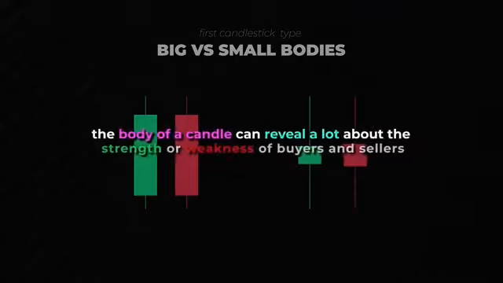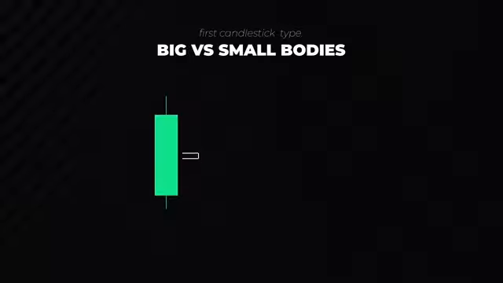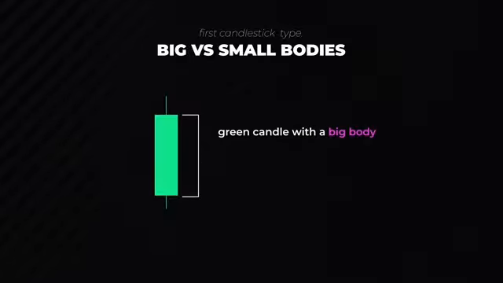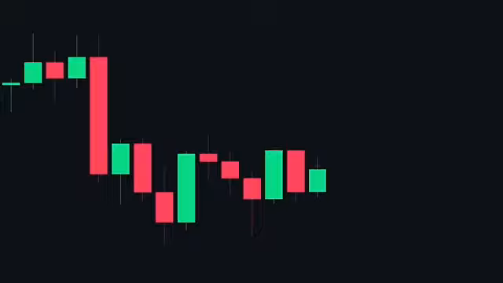The body of a candle can reveal a lot about the strength or weakness of buyers and sellers. For example, let's look at a green candle with a big body. This type of candle shows that buyers were much more dominant. This is because price opened at a lower level, but because the buying pressure was so high and sellers were weaker, buyers were able to push the price up significantly without much resistance from sellers. This is why the candle closes in this shape.